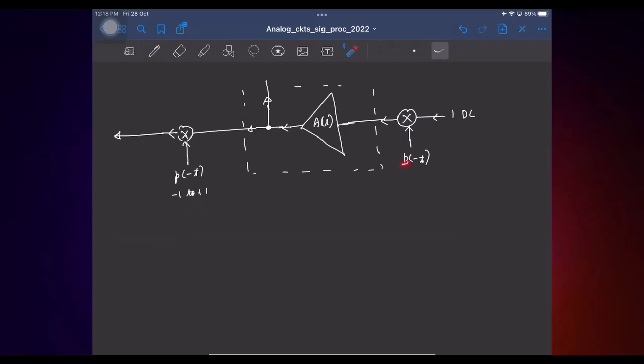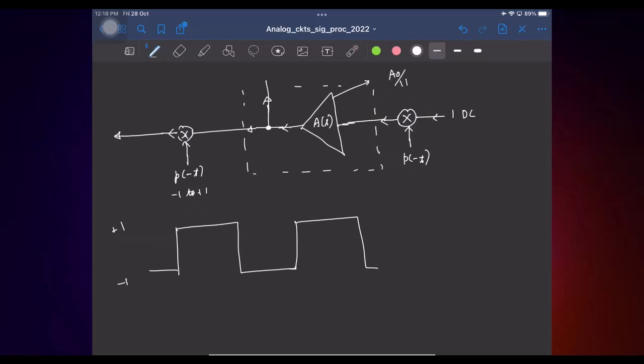So that's getting multiplied by P of minus T, and let's say P of minus T is this, minus 1 to plus 1. And let us say the amplifier we approximate by the first order polynomial. So how does the output look like? Let me mark it with green. How will this signal look like? Output of the amplifier.